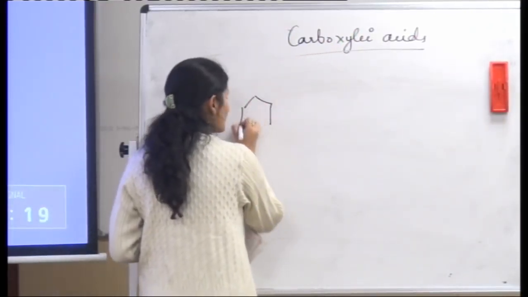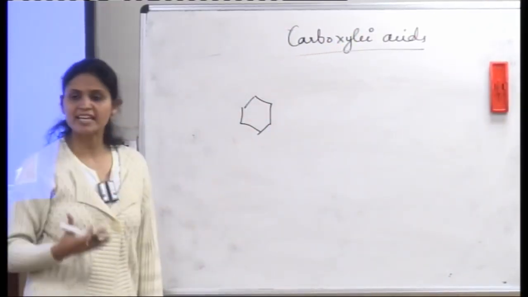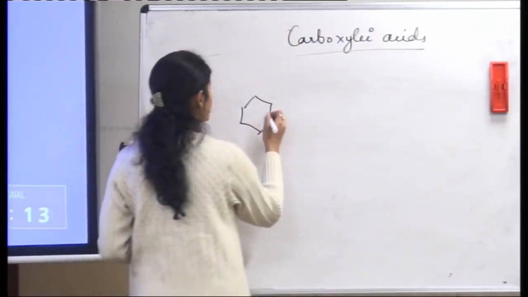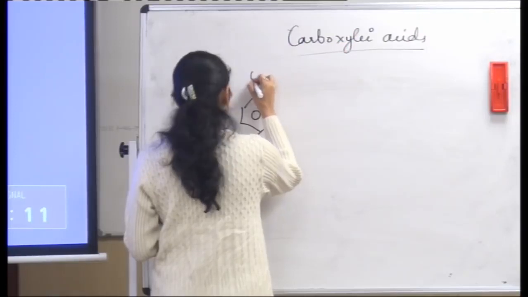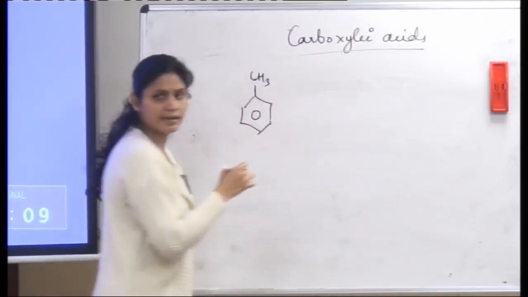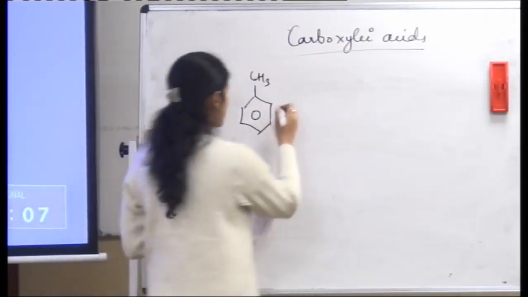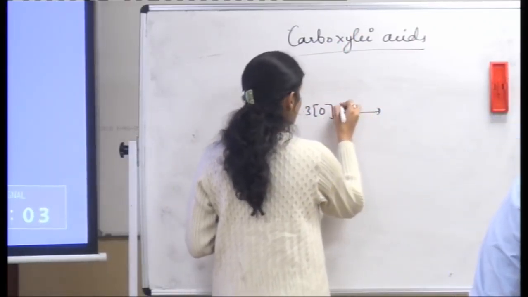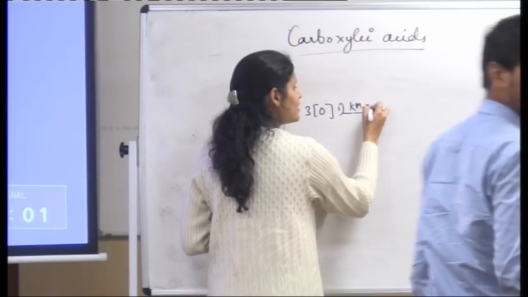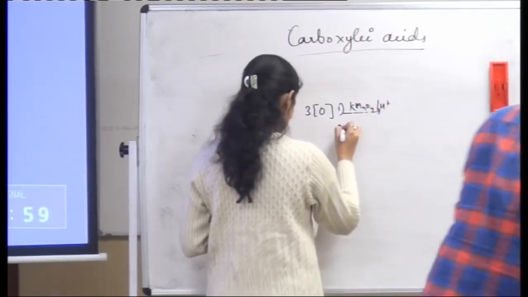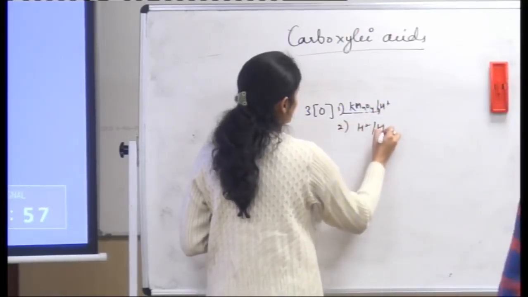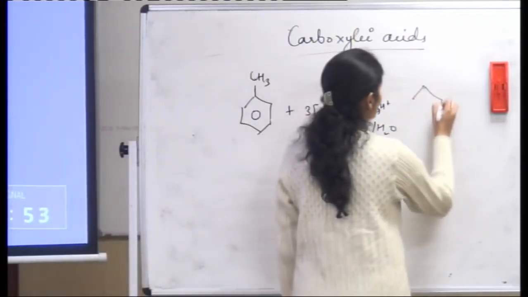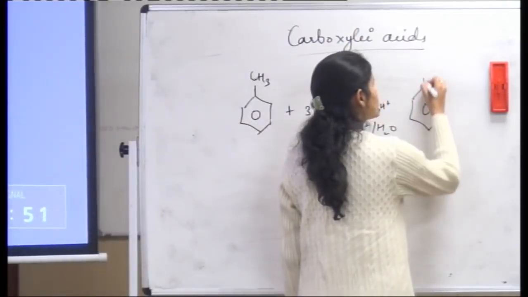Can we prepare aromatic acids as well? These were all examples of aliphatic carboxylic acids. What if I take an aromatic compound, suppose this? Now if I oxidize it, what will happen? First I'll use acidified KMnO4, right? And second is H plus, H2O. So what would be the product? Obviously it would be benzoic acid.